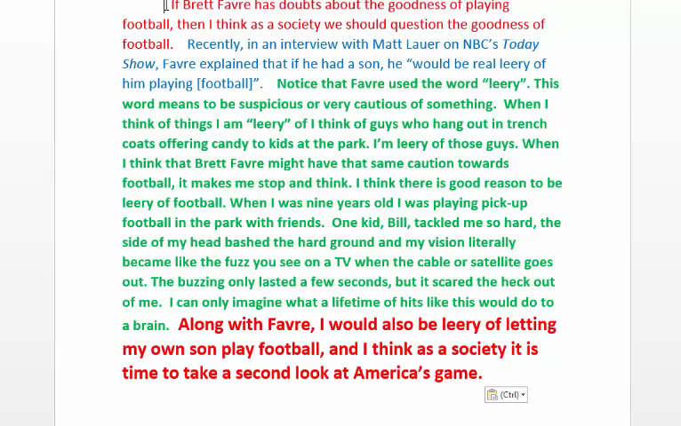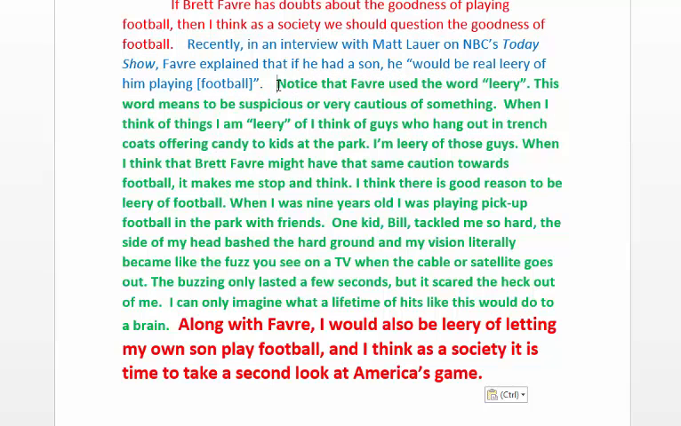So there you have it, a PIES paragraph. First, it makes a point. If Brett Favre has doubts about the goodness of playing football, then I think as a society we should question the goodness of football. Next, it inserts some sort of support, in our case from the journals, to support that point. Recently, in an interview with Matt Lauer on NBC's Today Show, Favre explained that if he had a son, he would be real leery of him playing football.